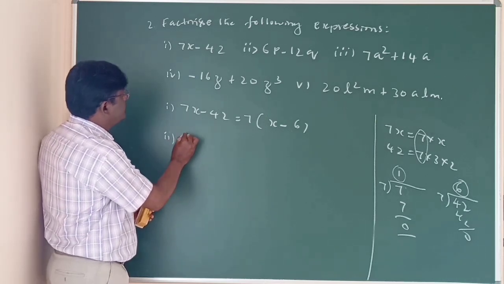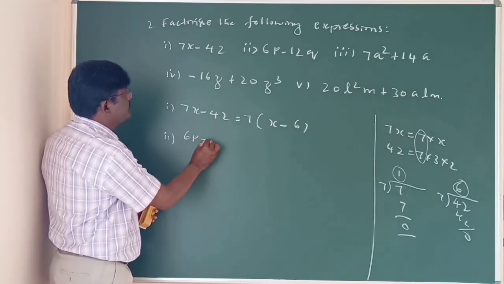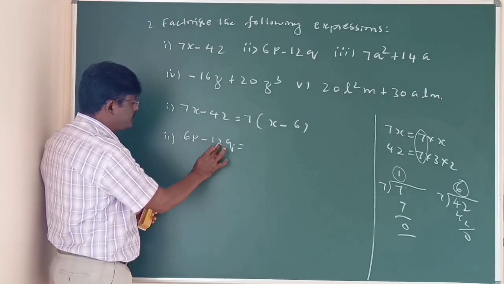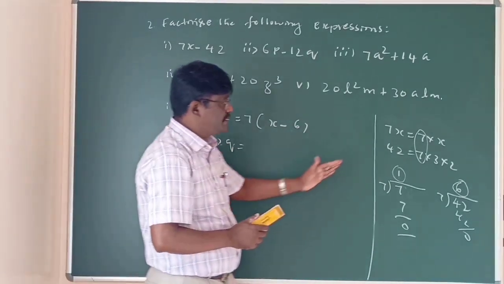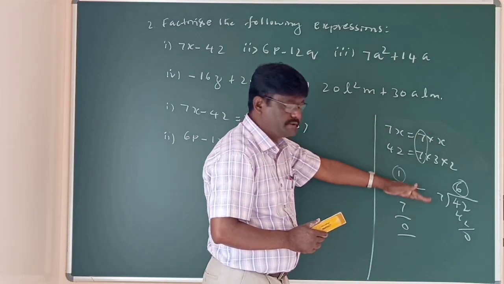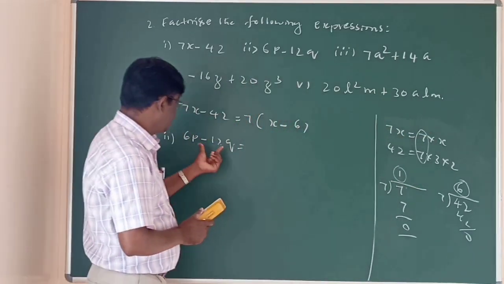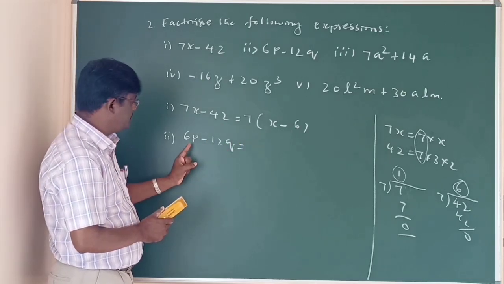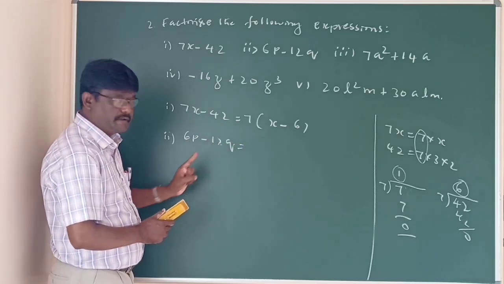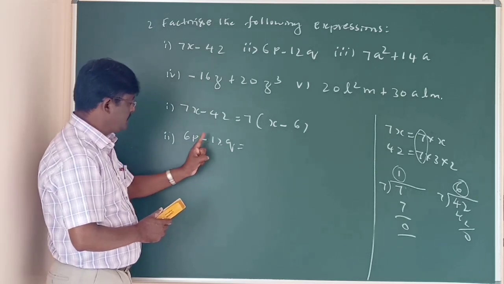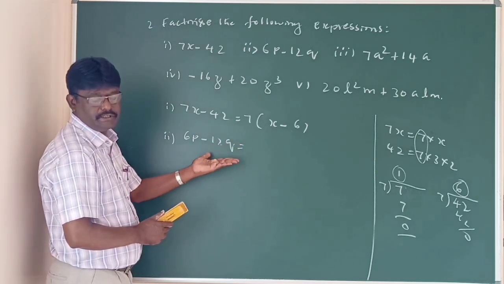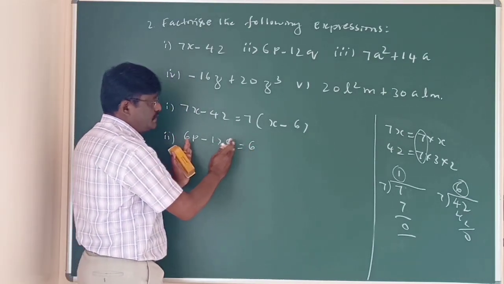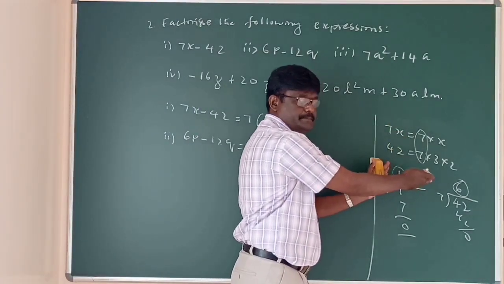The second one, 6p minus 12q. When the numbers are very simple, each time there is no need to do rough work. If you can, take it directly. See, here in both we have 6p, 6 into 2, therefore that much is enough. Directly it can be done. If you have any doubt, then go for rough work.